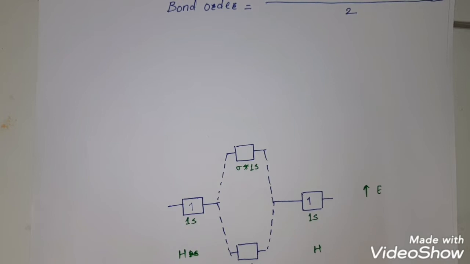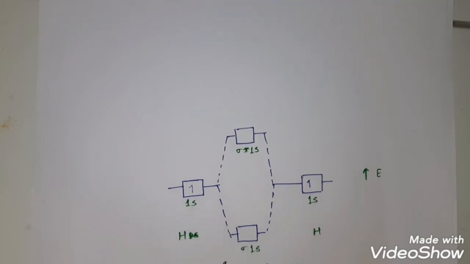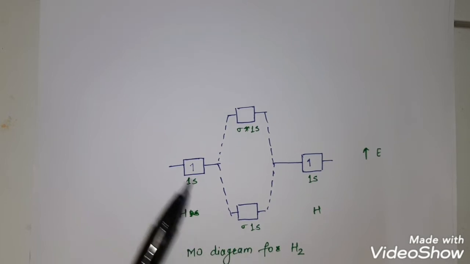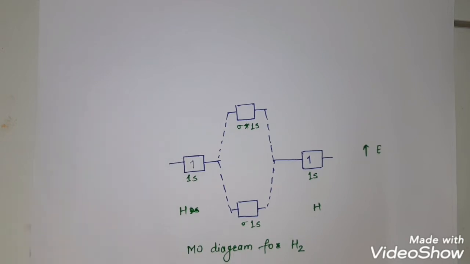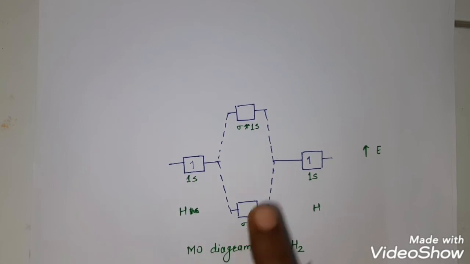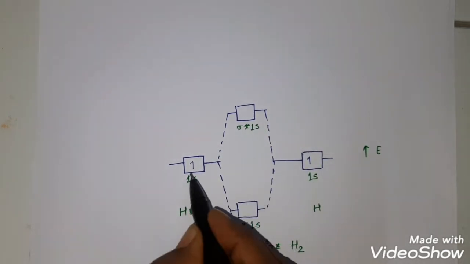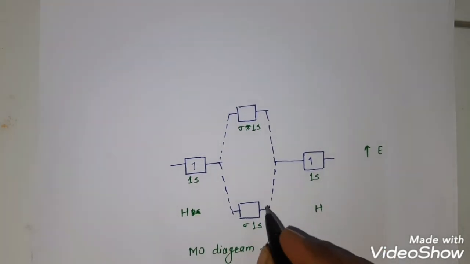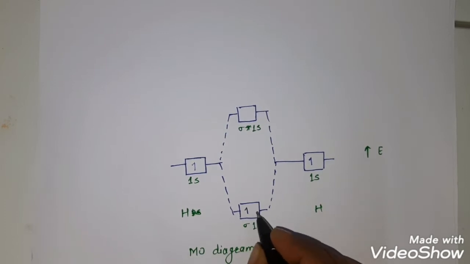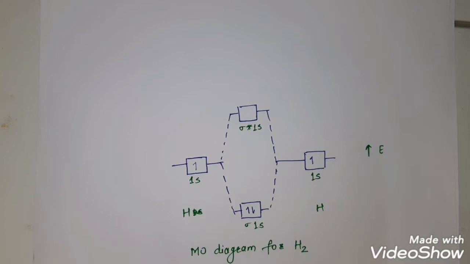As we know, the sigma or bonding molecular orbital is lower in energy, while the antibonding molecular orbital is higher in energy. So according to the Pauli exclusion principle, Hund's rule and the Aufbau principle, we fill the electrons from lower energy to higher energy. Here we have one electron from each hydrogen atom, so we first fill two electrons in the lower energy orbital, and there is no electron in the antibonding molecular orbital.